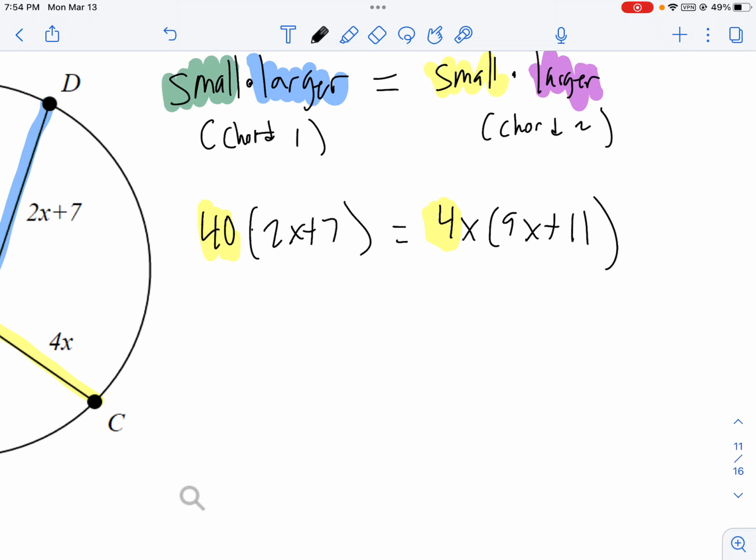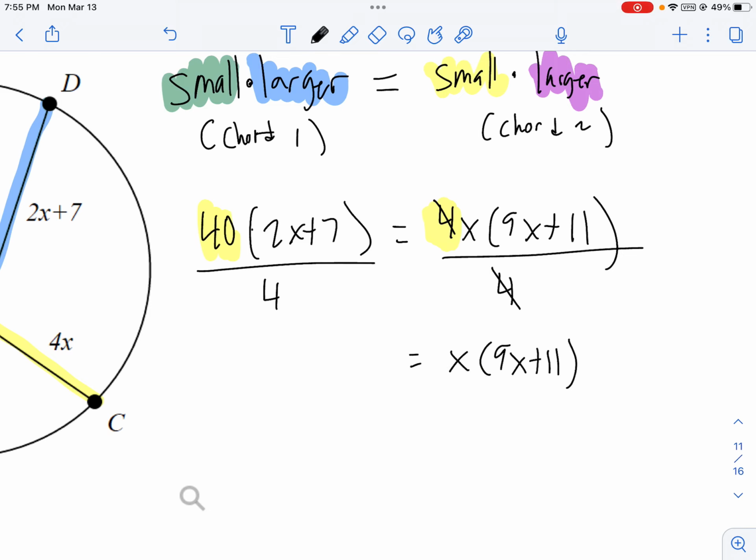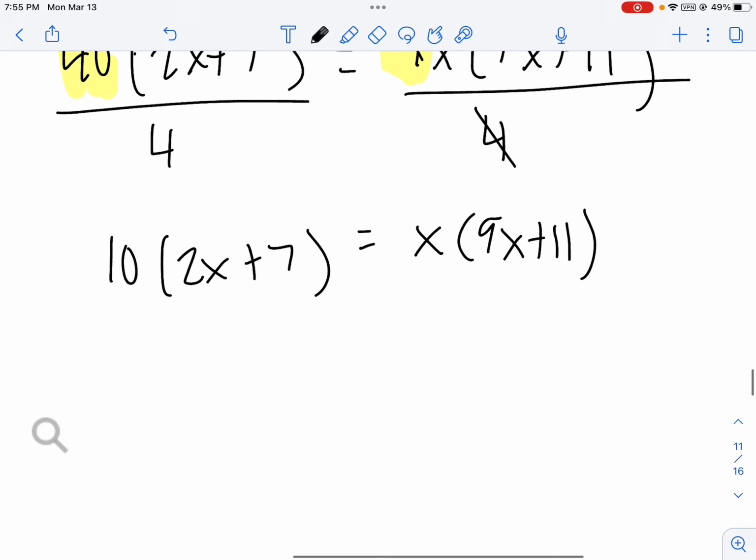That's 4. Divide both sides by the same thing. We know that as long as we do one thing to one side and do it to the other, it keeps equivalent. So if I divide both sides by 4, let's see this magic happen. On the right side, 4 over 4 essentially cancel with each other, and it leaves you with x times (9x + 11). On the left side, we're left with 40 divided by 4. What is 40 divided by 4? 10. And then times (2x + 7). And these are much smaller numbers to tackle. I can handle this by far more.